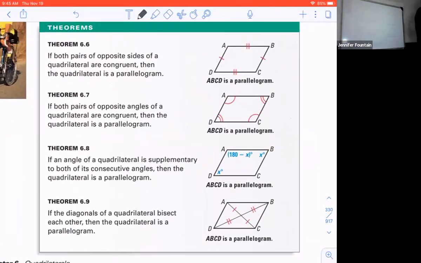All right, so remember our theorems. If both pairs of opposite sides of a quadrilateral are congruent, then the quadrilateral is a parallelogram. If both pairs of opposite angles of a quadrilateral are congruent, then it is a parallelogram. If an angle of a quadrilateral is supplementary to both of its consecutive angles, then it is a parallelogram. If the diagonals of the quadrilateral bisect each other, then it is a parallelogram, okay? Just like we talked about in 6.2, we said if it's a parallelogram, it's got these things that are true. Now we're saying if these things are true, then it's a parallelogram. So we've just looked at the converse of each of those.